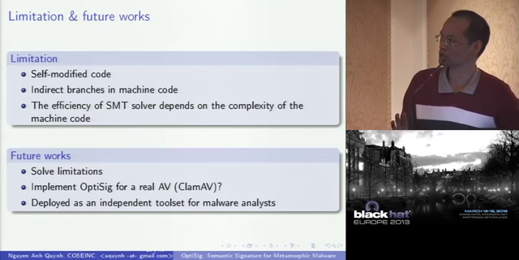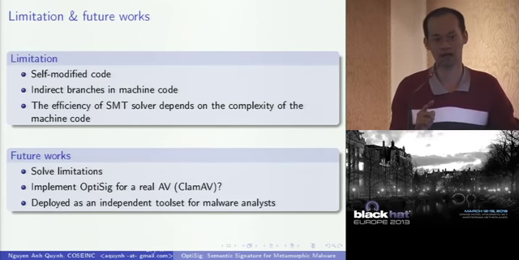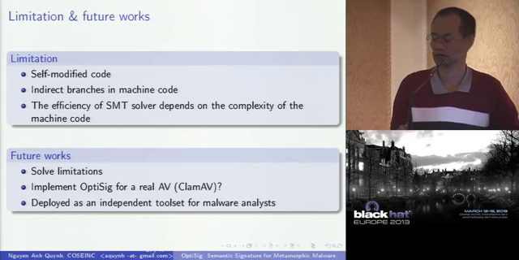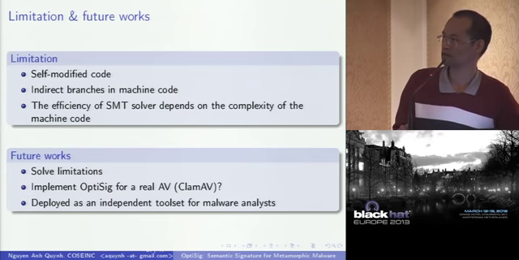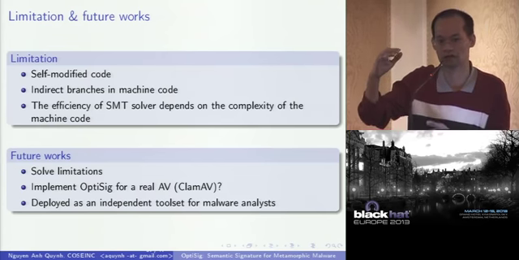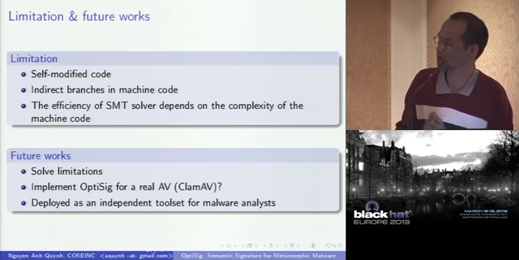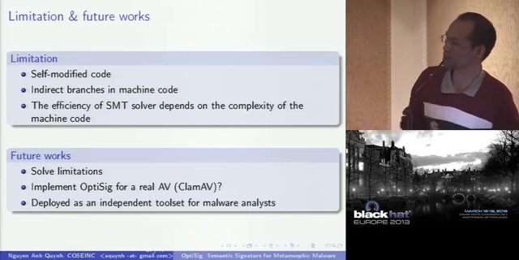And if we have some indirect branches inside the machine code, we have a problem because remember that LLVM doesn't allow the indirect branch. And finally, the efficiency of the SMT solver really depends on the complexity of the machine code. So if the machine code is very complicated, the SMT solver can take a lot of time to run and give you back the answer. That will be a problem.